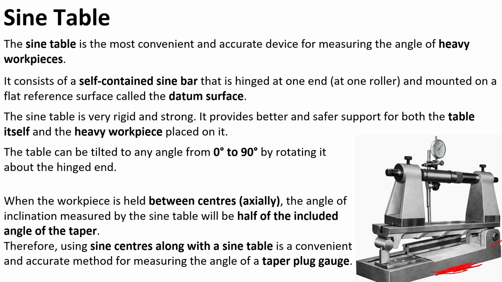When the workpiece is held between the centers, the angle of inclination is measured by the Sine Table. It will be half of the included angle of the taper. So it is very important from the competitive exam point of view. The angle of inclination measured by the Sine Table will be half of the included angle of the taper. Therefore, using Sine Centres along with a Sine Table is a convenient and accurate method for measuring the angle of a taper plug gauge.